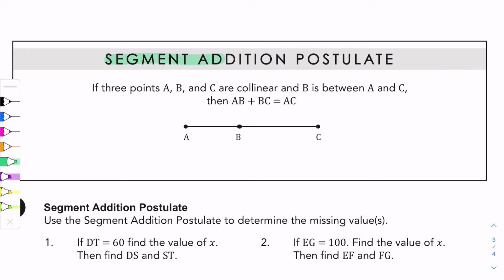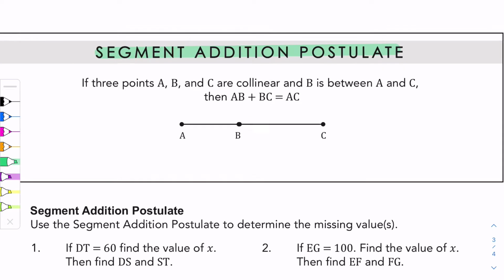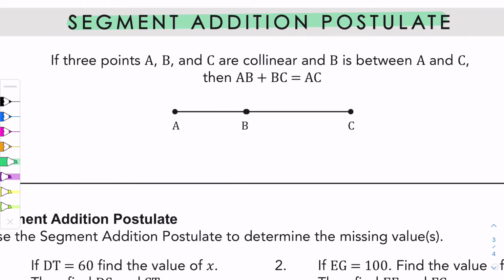The segment addition postulate. So this postulate says that if you have 3 points, A, B, and C, that are collinear, and B is between A and C, then you can say that segment AB plus BC is equal to AC. So I think this is pretty obvious when you look at it. If you say segment AB plus BC, that would be this here plus this here is equal to the entire length. So of course that would be true.